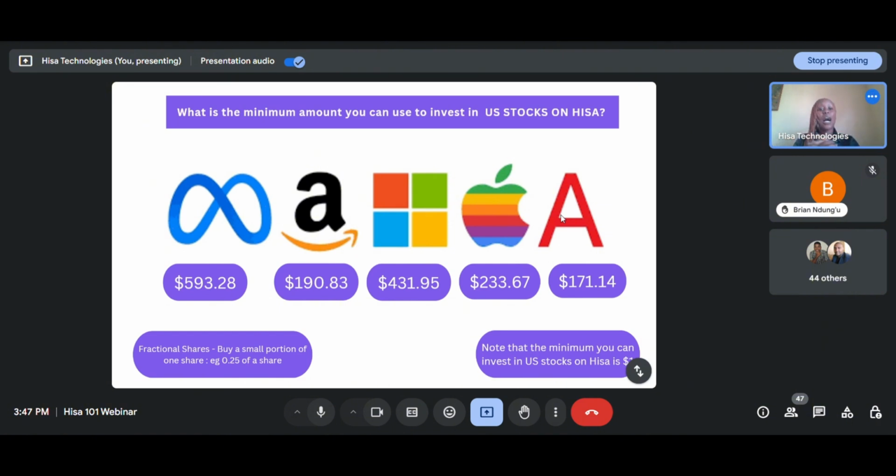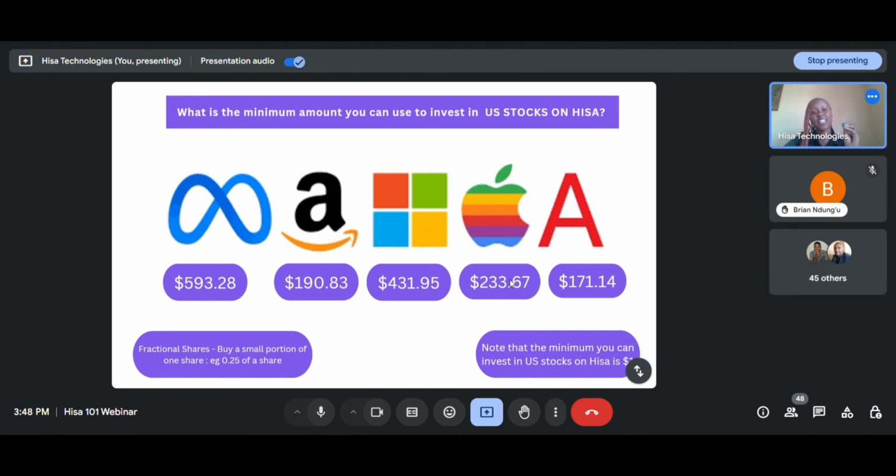So the thing is, you can see the share prices of each individual stock. For Meta, aka Facebook, we have $593.25. Amazon is $190.30. You can see all of that.